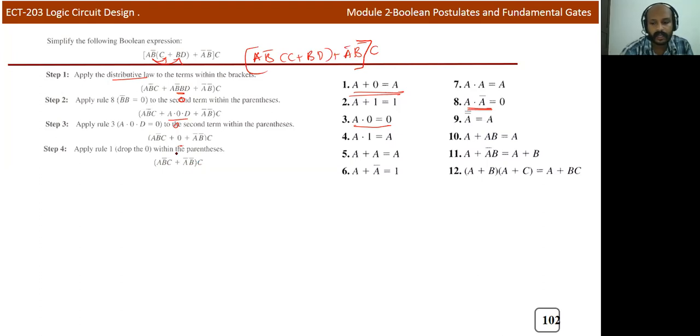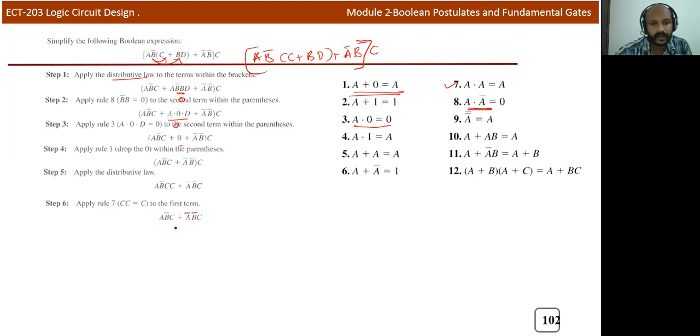Now if you apply the distributive law, or you can multiply with c, so you'll get a b bar c c plus a bar b bar c. Now you can see that c is here, so you can reduce it. By applying rule 7, c into c is equal to c, so it becomes a b bar c plus a bar b bar c.